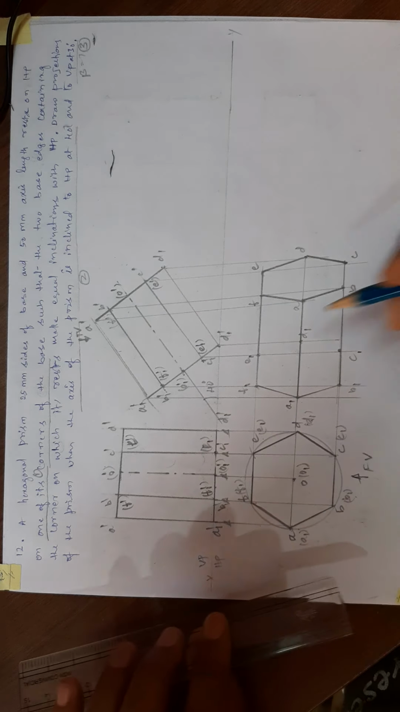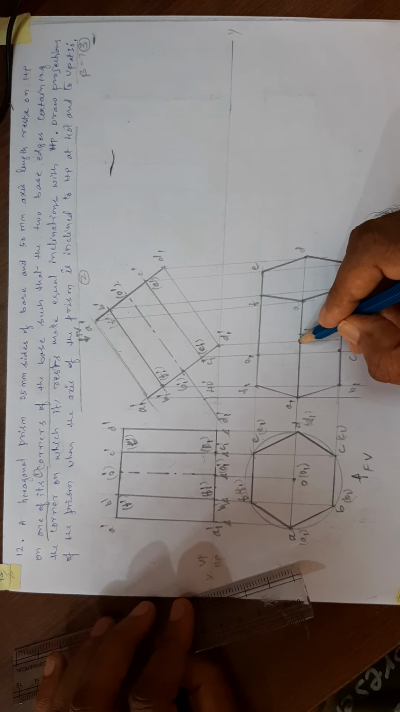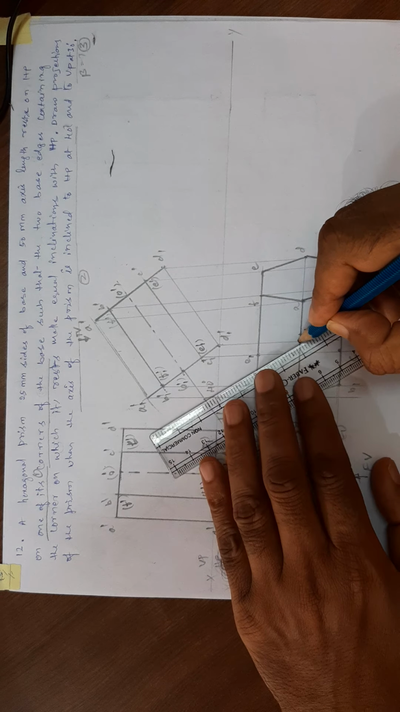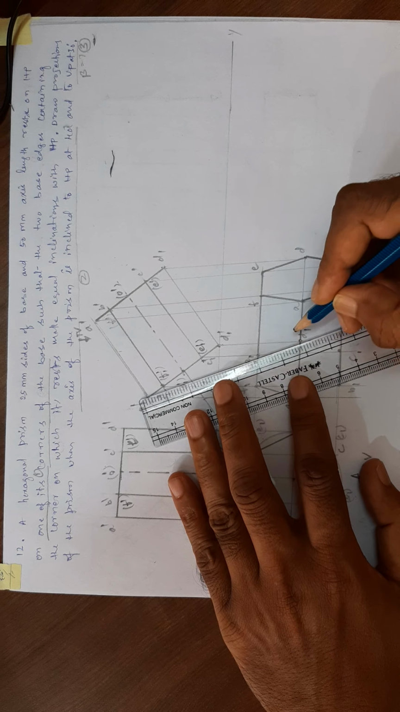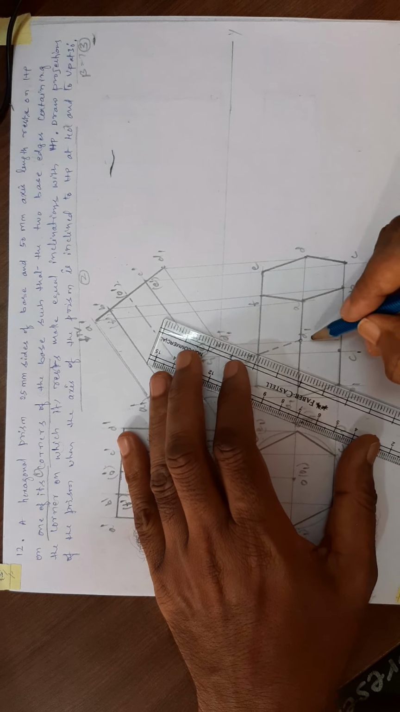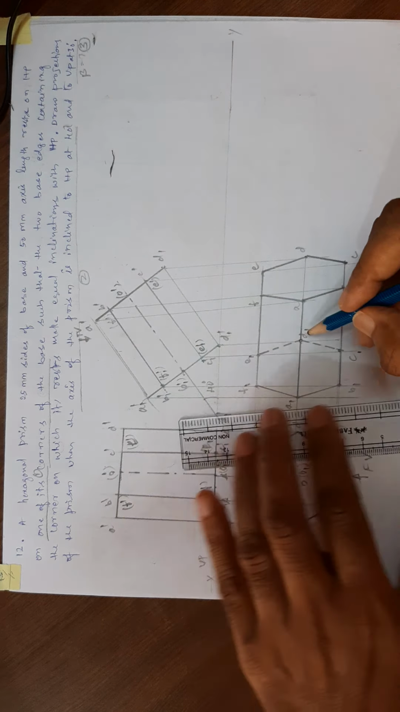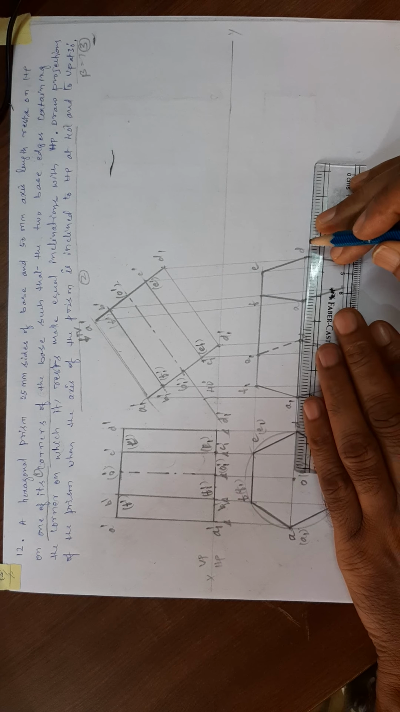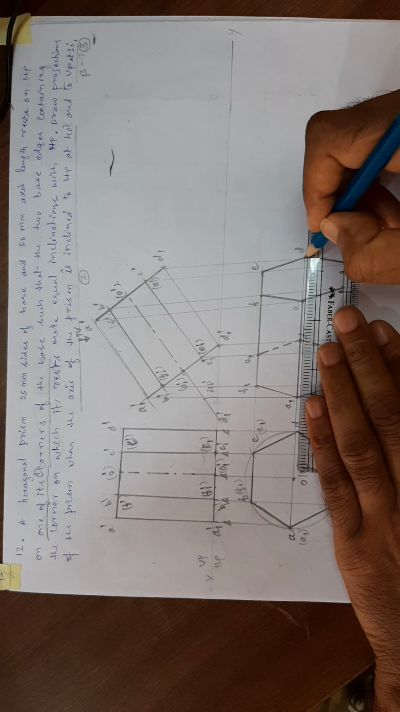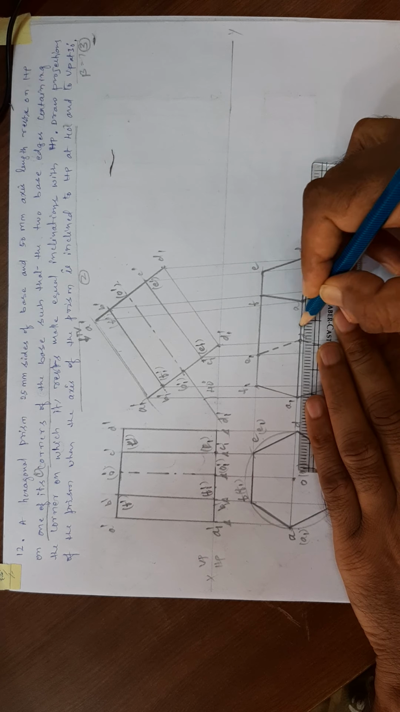Similarly, this is the corner away from the observer. It is invisible in the top view. All the edges passing through that corner are invisible, so draw with dash lines. Similarly, D1 to D is invisible. Draw with dash lines.